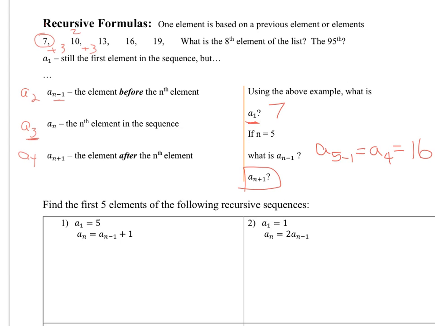What's n plus 1? Well, if n is still 5, a sub 5 plus 1 is equal to a sub 6. So a sub 6 is 1, 2, 3, 4, 5. Well, that's the next one. We said we added 3, so the sixth one would be 22, as long as I can add 3. Okay, that's what recursive means. It means we're going to use the one before it.